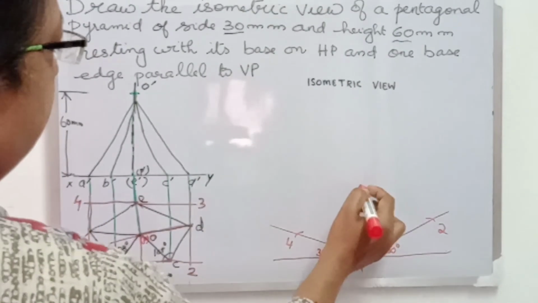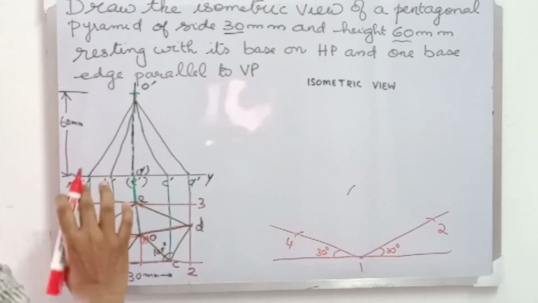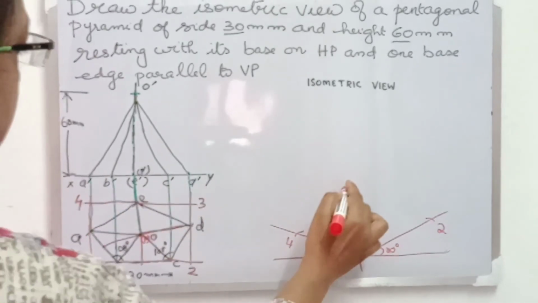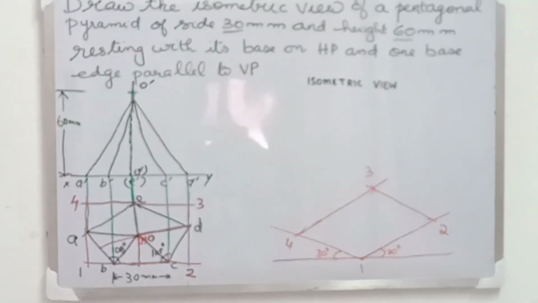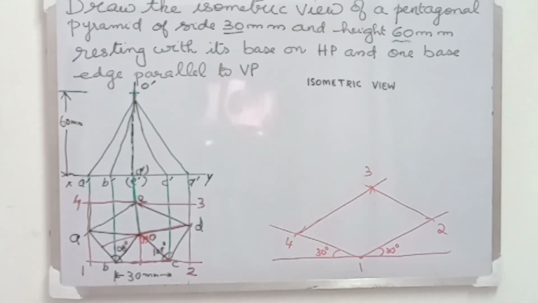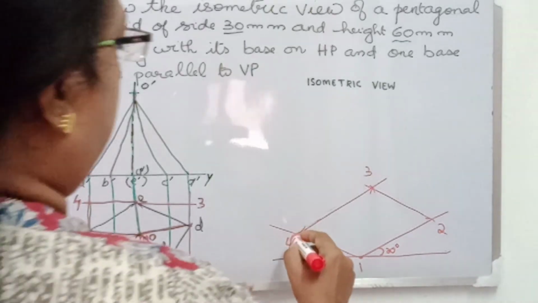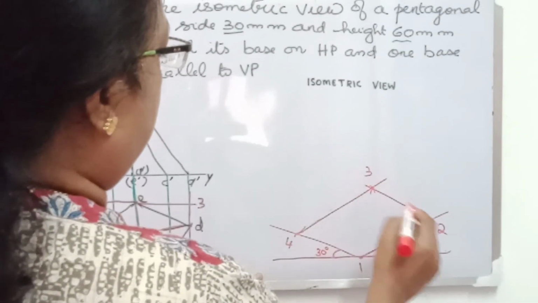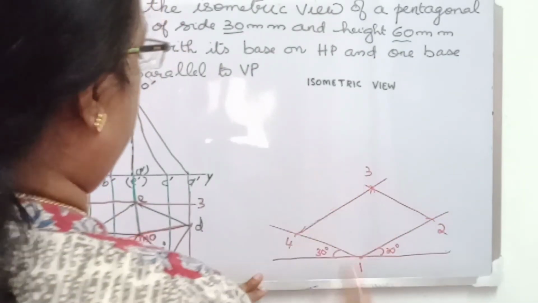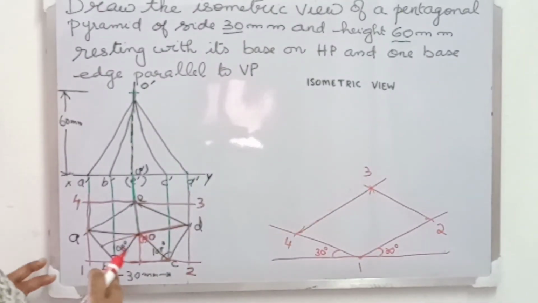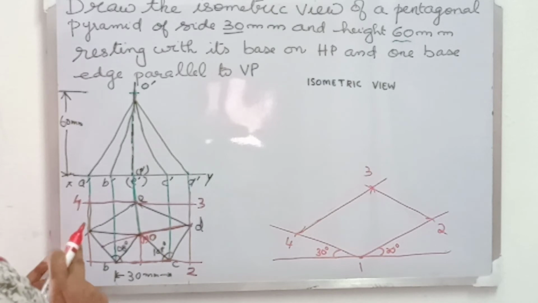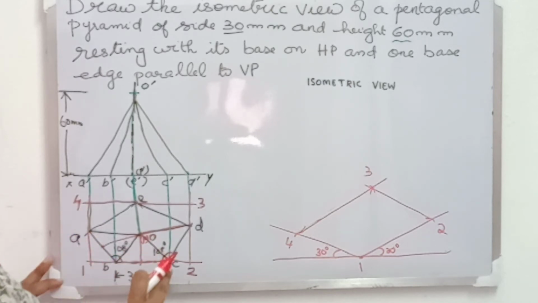Next, draw an arc with 2 as center and 2, 3 as radius, and also 4 as center and 4, 3 as radius to get the point 3. Join 4, 3 and 2, 3 to get the isometric view of this base rectangle. Next, we need to transfer the points A, B, C, D and E to the isometric plane.